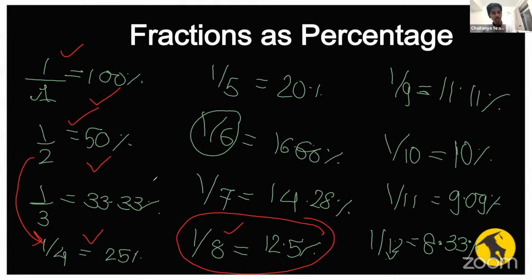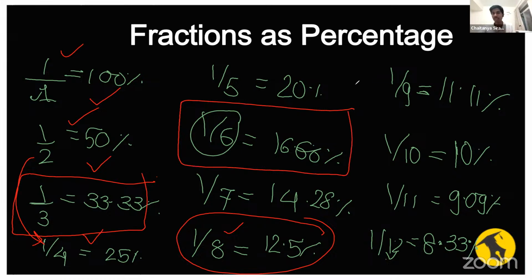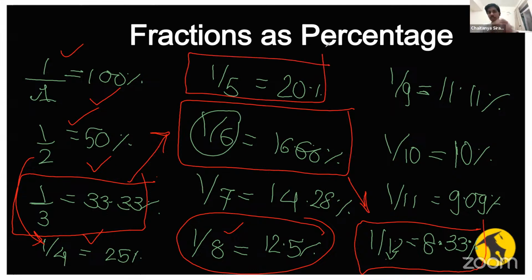Now for 1 upon 3, you can remember it as 33.33%. If I take a half, it will be 1/6, which is 16.66%. And if I again take a half, it will be 8.33%. So you can connect these three to remember. 1 upon 5 is very easy, 20%: divide 100 by 5, it's 20%. For 1 upon 7, you can remember the multiples of 7: 7 into 2 gives you 14, and then into 4 gives you 28. So you can remember it as 14.28%.